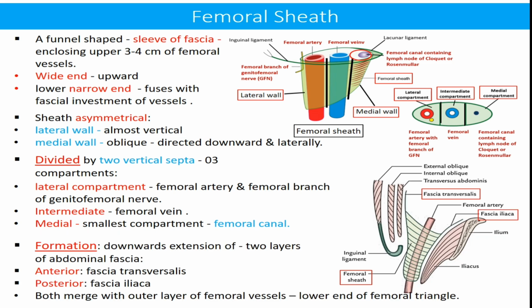As regards the formation, the femoral sheath is actually a downward extension of two layers of abdominal fascia, that is fascia transversalis anteriorly and fascia iliaca posteriorly. Both these fascia merge with outer layer of the femoral vessels almost at the lower end of the femoral triangle.